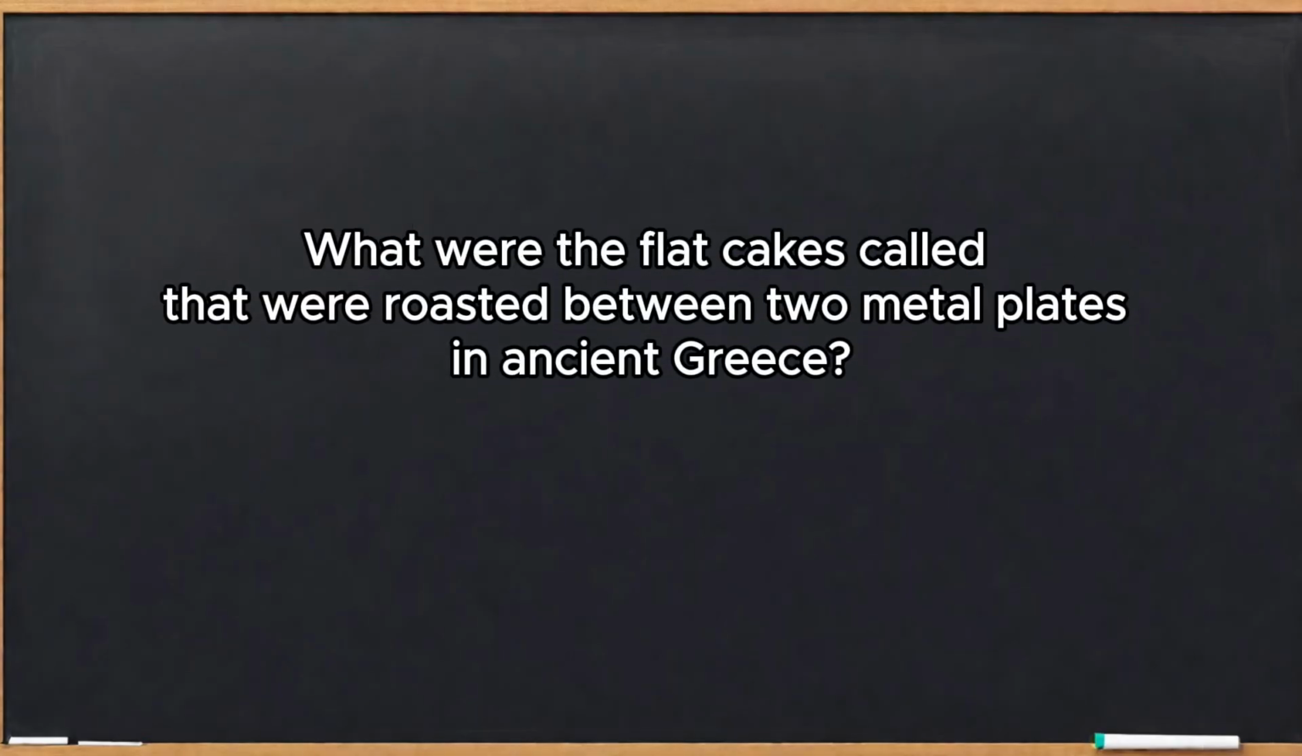What were the flat cakes called that were roasted between two metal plates in ancient Greece? The flat cakes were called obelios.